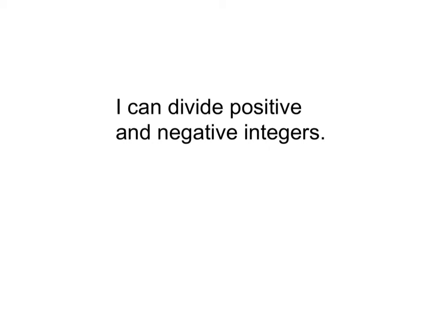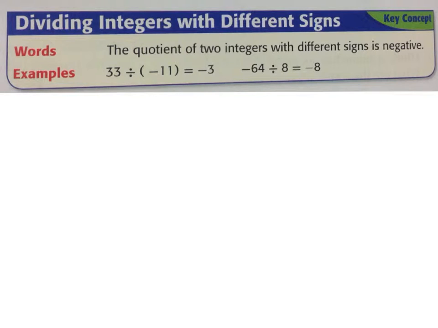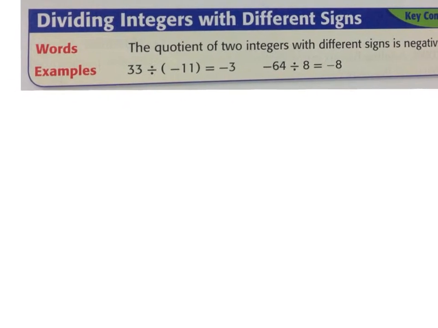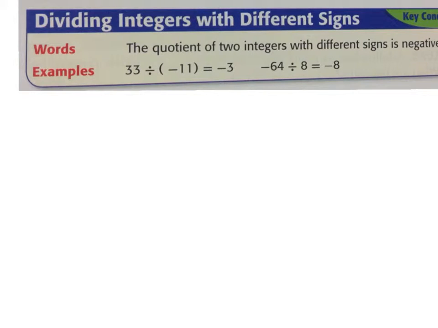Today's learning target is I can divide positive and negative integers. Just like with multiplication, when we are dividing, we're going to find that we have some rules. So remember, when you see the word quotient, that means the answer to a division problem.